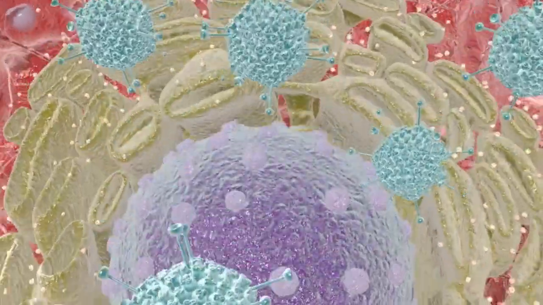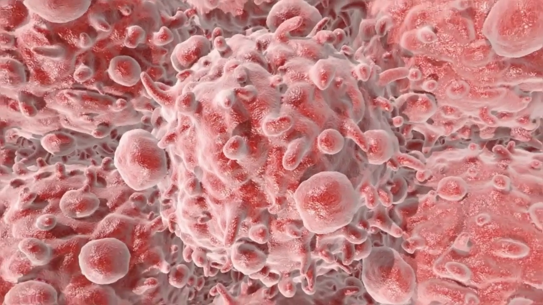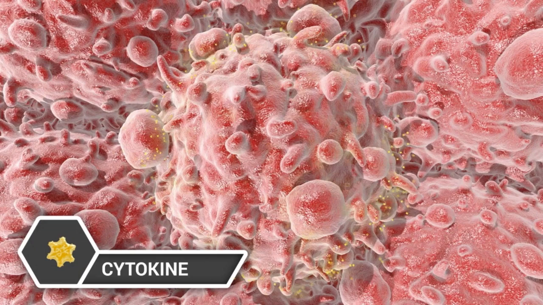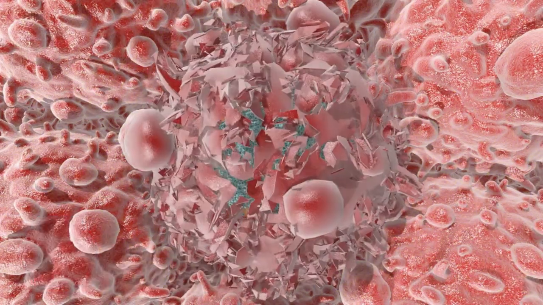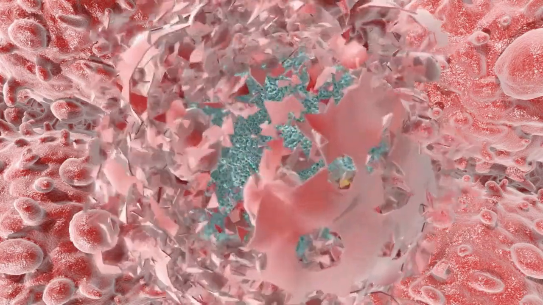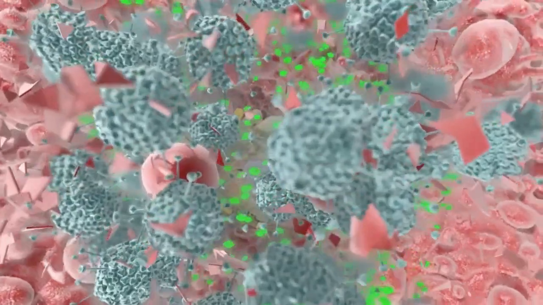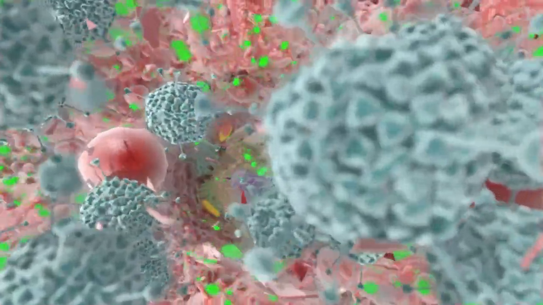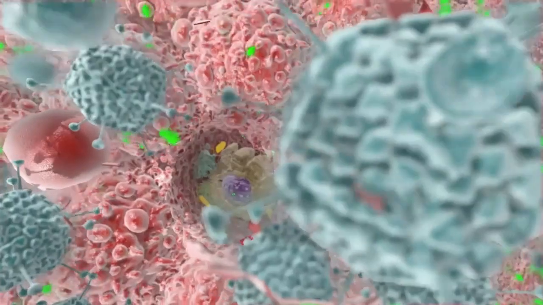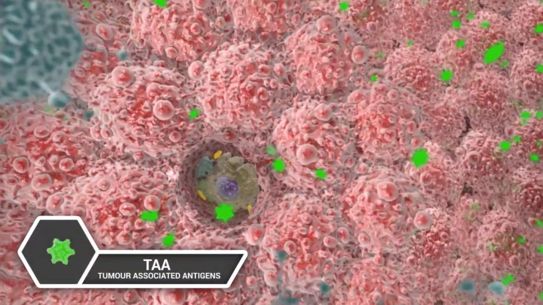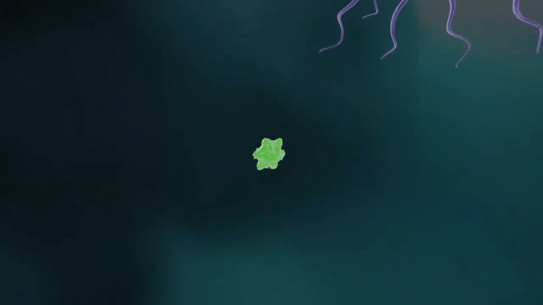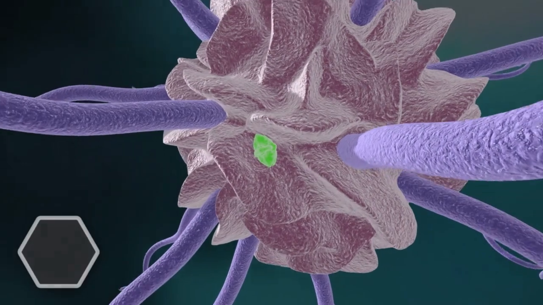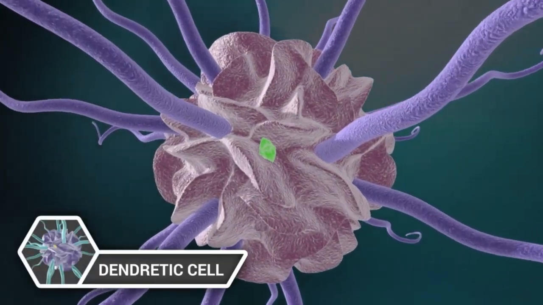The virus presents a strong danger signal to the immune system through the release of cytokines and chemokines. Oncolytic viruses would then cause lysis of the tumor cells, releasing tens of thousands of copies of the virus that then infect other tumor cells. When the virus replicates in tumor cells and lyses them, it releases hidden tumor-associated antigens. These new, previously hidden antigens are now recognized by antigen-presenting cells, most commonly dendritic cells.